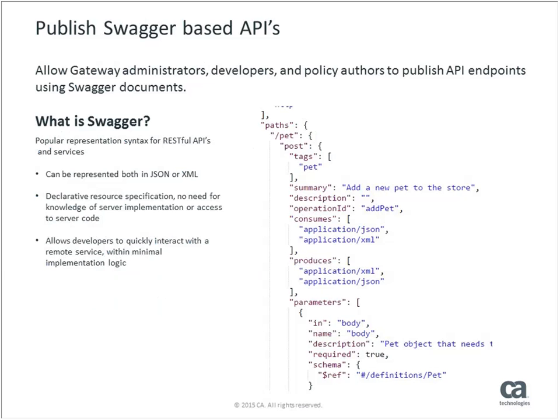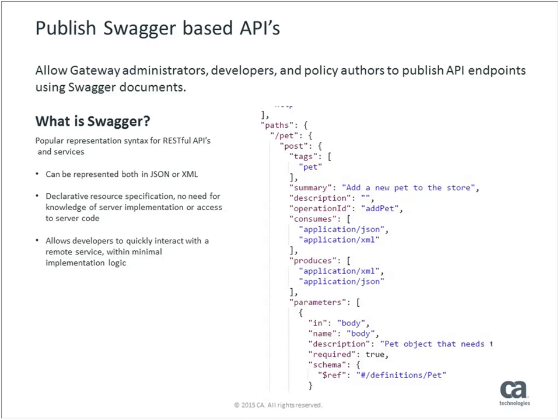So I'm going to get into some of the developer user experience enhancements that we've made in the 9.1 release. The first of which is the ability to publish Swagger-based APIs through the policy manager. In the 9.0 release, we introduced the concept of Swagger-based APIs, and we allowed the gateway to start to publish those APIs via the RESTman interface.